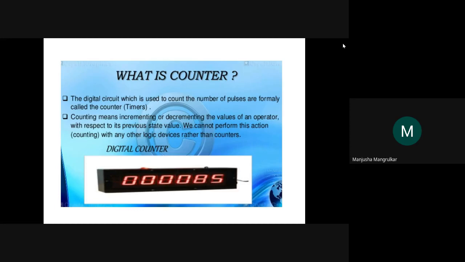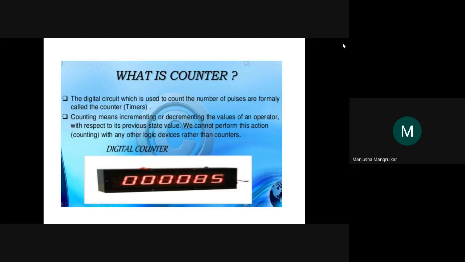Counting means incrementing or decrementing the value with respect to its previous state value, right? Suppose the previous state is 2, now it will be 3. So the value 3 depends upon 2. 2 is the previous and 3 is the next. After 3 the value is 4. Now 4 is the next value, the previous value is 2 and the present value is 3. So it always depends upon the previous value.